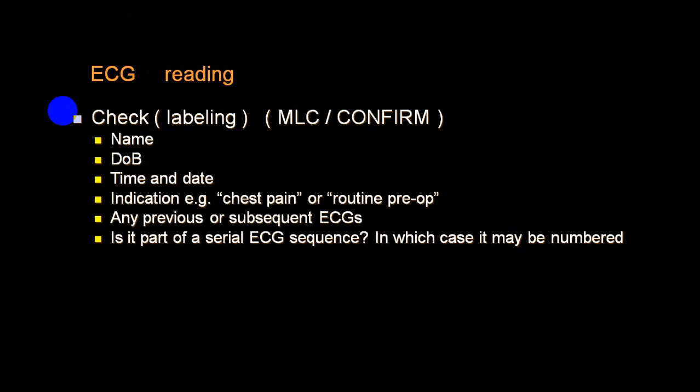After checking that the labeling is done properly, since this is for medical purposes, you must confirm before giving a report, and try to identify the name properly, date of birth, time, and date when it was taken, etc. Also if possible, try to find out the indication for which this ECG was taken and compare with the previous ECG or the next ECG you are going to take after some period. We call it a subsequent ECG. This should be done. It is a part of a serial ECG sequence.